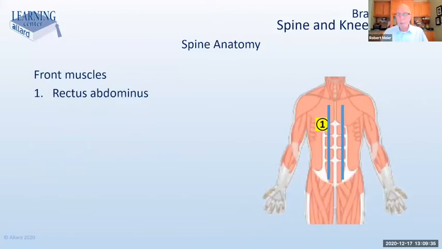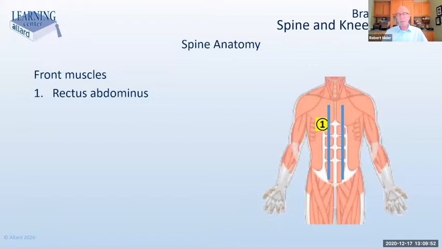In the front, looking at the trunk from the front, this is what my tummy looks like. I've got a six-pack. No, actually, I don't. I have a keg instead of a six-pack. But those are the muscles in the abdomen, and they help pull our trunk forward like this.